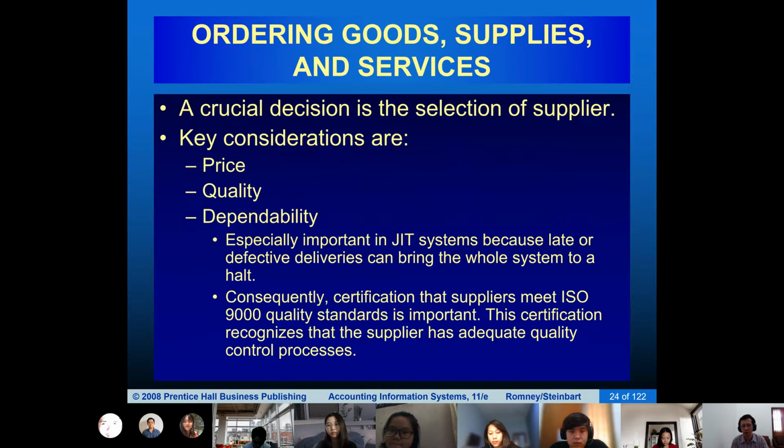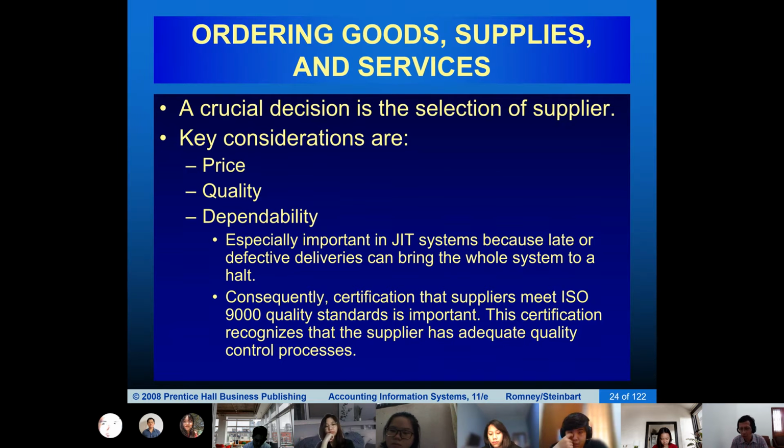What decisions do we need to make to select which supplier? The key consideration is obviously price. If everything else is equal, we select the lowest price, the cheapest. Second, quality. Certain products need to be of certain quality. For example, paper: we need paper with a certain weight, 70 grams, 80 grams, with a certain size, A4, A3, and certain quality, like the whiteness of the paper.